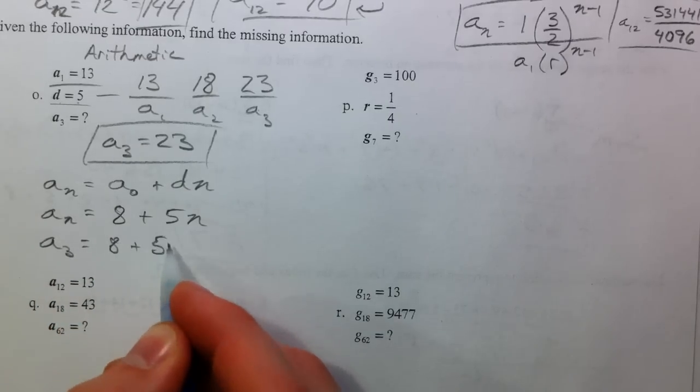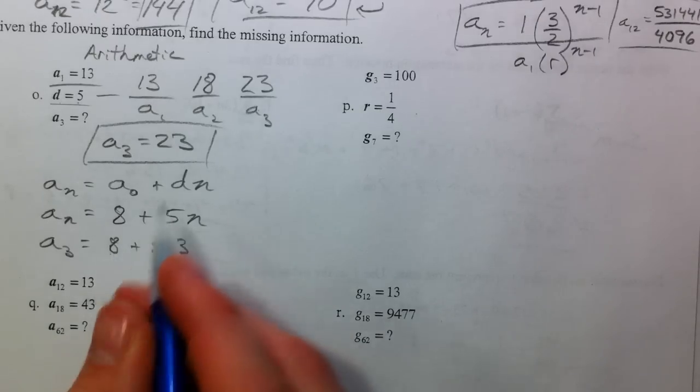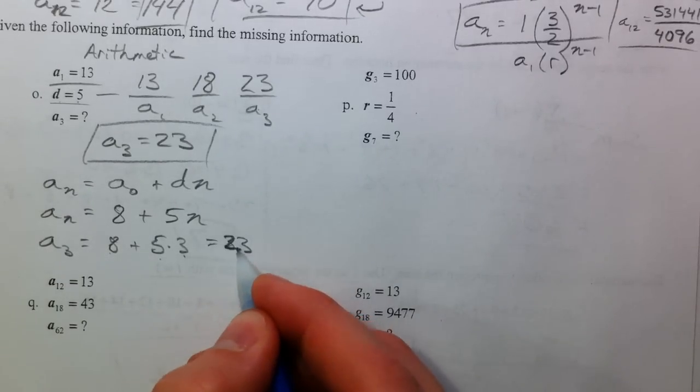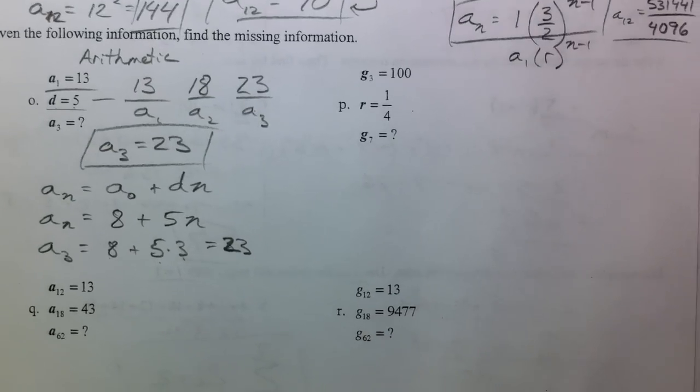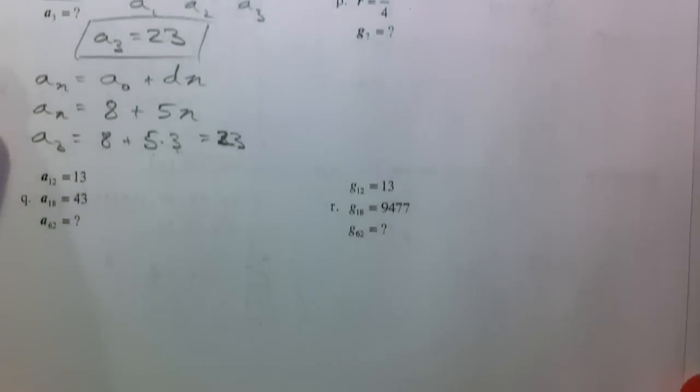8 plus 5 times 3. 5 times 3 is 15, plus 8 is 23. And so you could do that as well. You don't need to in this case because you're so close to that other term. Let's try another arithmetic.